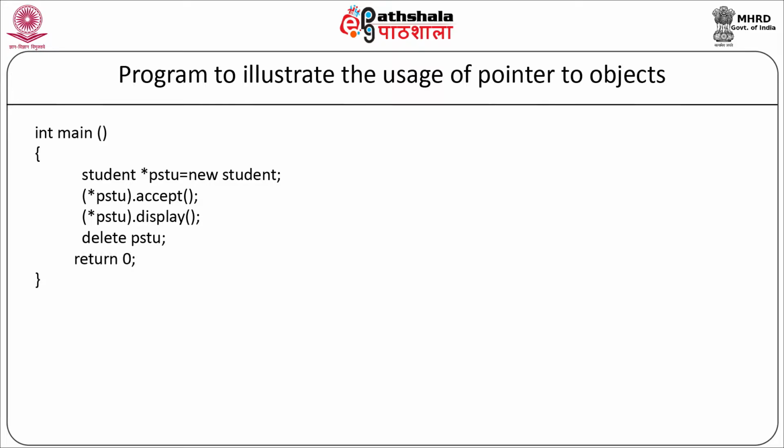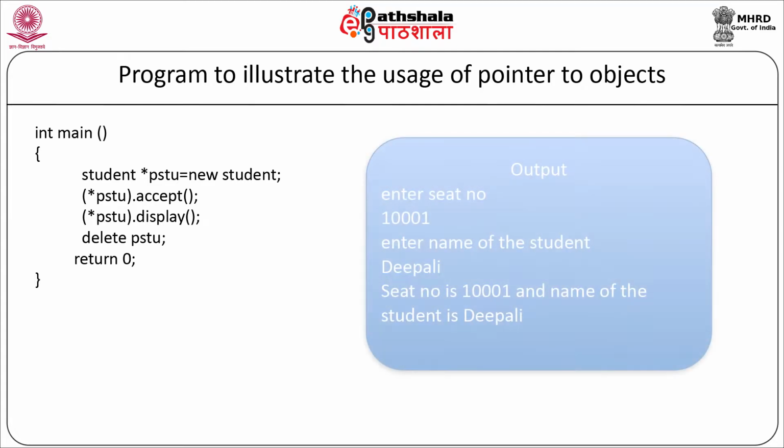Now when the above code is compiled and executed, it will produce the result. It will first display the message enter seat number. Suppose the seat number entered is 10,001, then it will ask for enter the name of the student. Suppose the name of the student is Deepali, then it will call the display function. It will display the values on the screen as seat number is 10,001 and name of the student is Deepali.